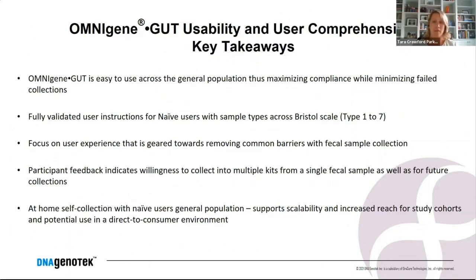Finally, these studies provide strong evidence to support success of this product for at-home self-collections across the general population, which positions OmniGene Gut for scalability and increased reach for various study cohorts, while also highlighting its potential use in a direct-to-consumer environment. I hope that I have provided you with a comprehensive overview of our usability and user comprehension data for the OmniGene Gut device.